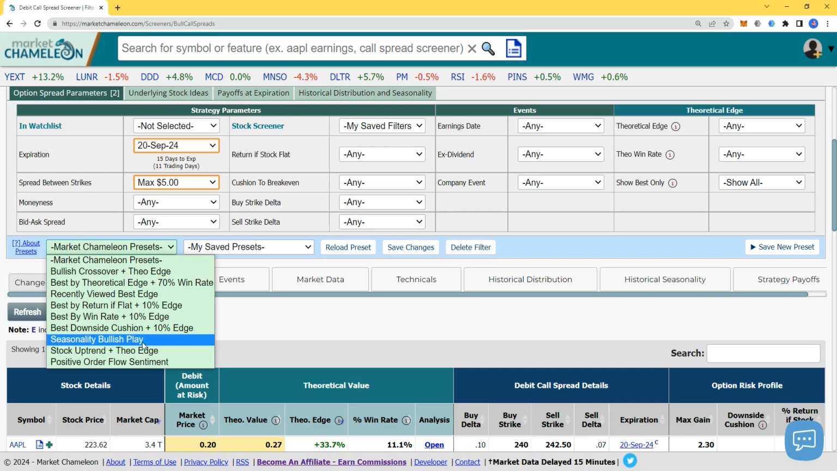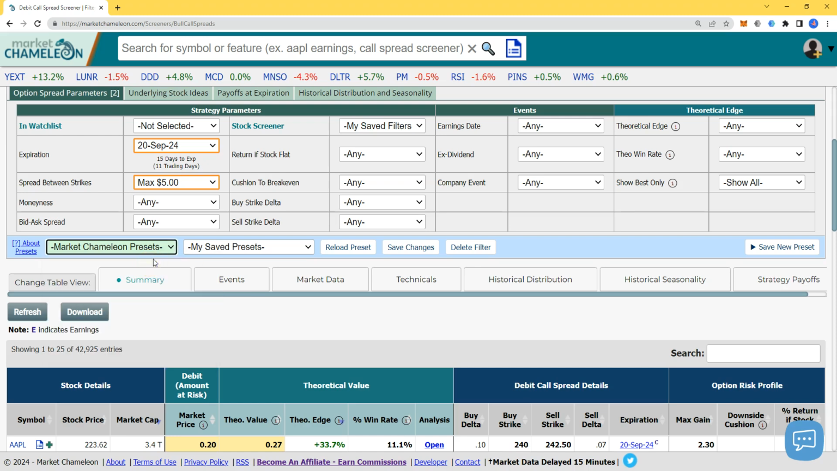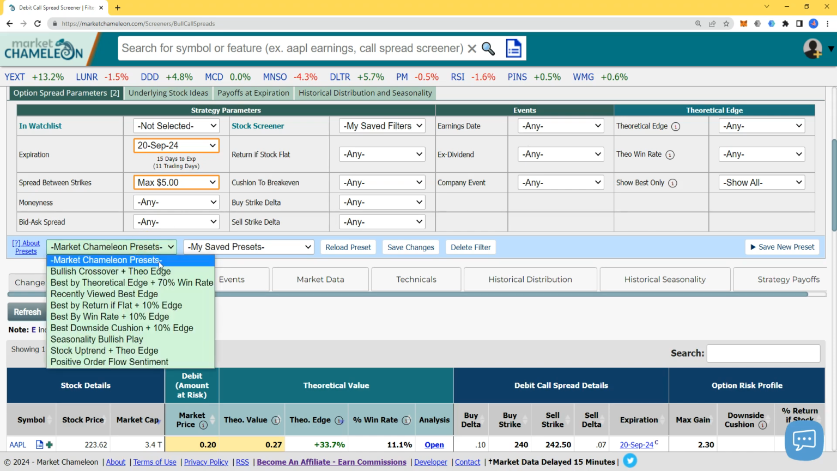You see here, Market Chameleon presets. So we got here a couple of options. I think it's a little less than what we saw on the put credit spread, but nonetheless, we got the presets. So this is the default. You see here the expiration, the spread. That's the default. But let's continue and see what we got. So for example, let's do the first two. Bullish crossover plus theoretical edge.